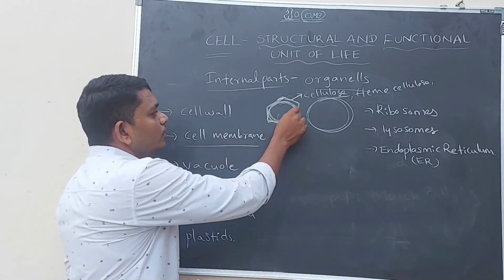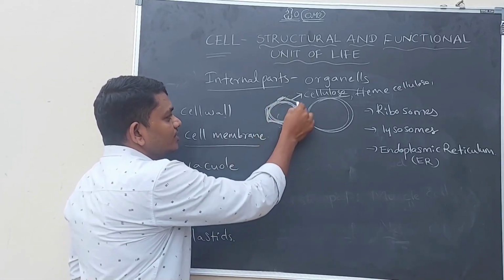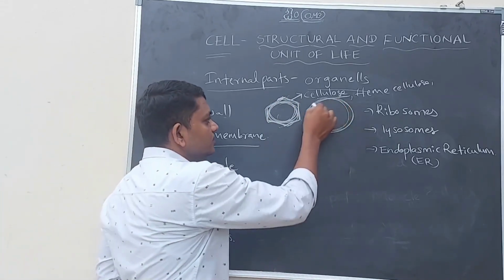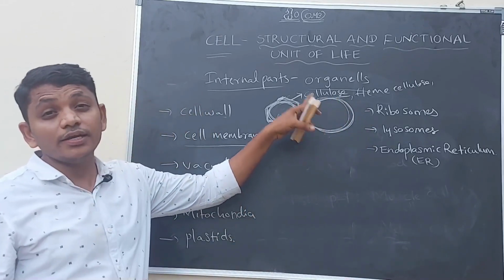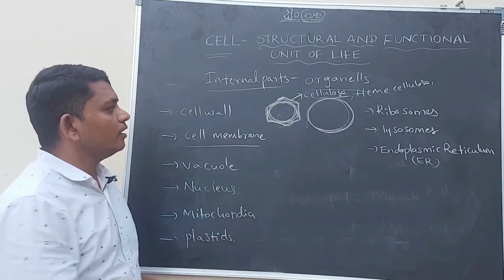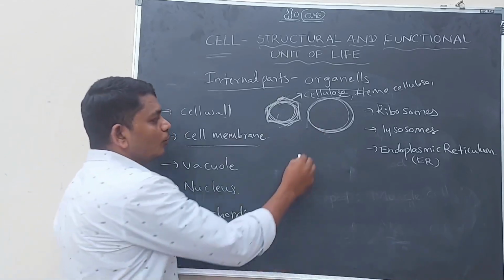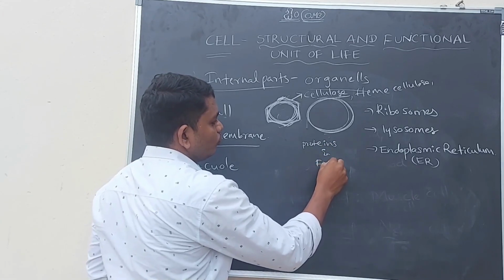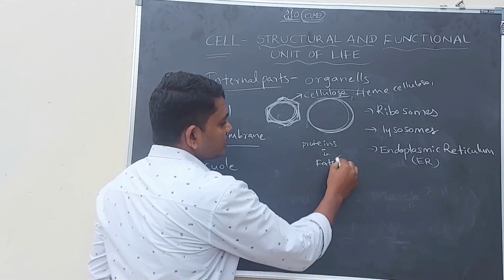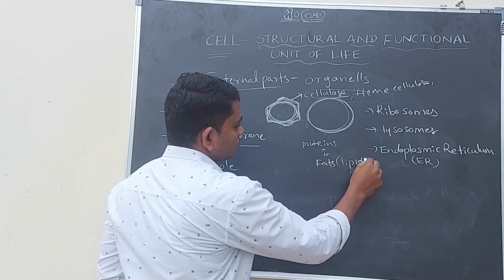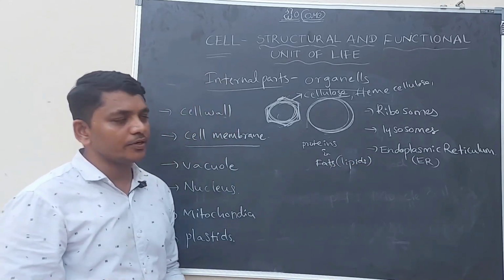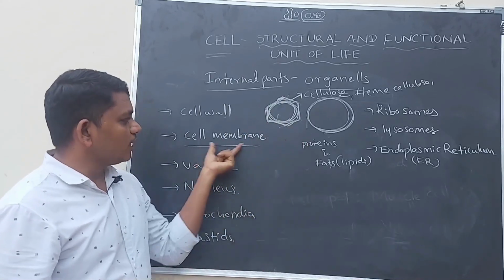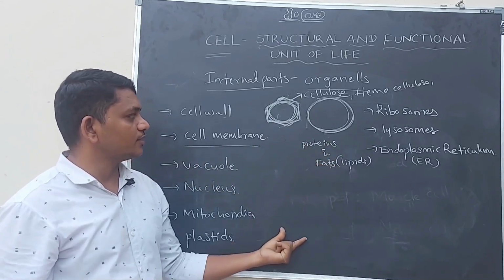Above the cell membrane, there is a membrane called the cell wall in plant cells. Whereas in animal cells, the outermost membrane is the cell membrane. There is no cell wall in animal cells. And this cell membrane is made up of proteins and fats. These fats are also called lipids. Whether it is in a plant cell or an animal cell, this cell membrane is made up of proteins and fats.